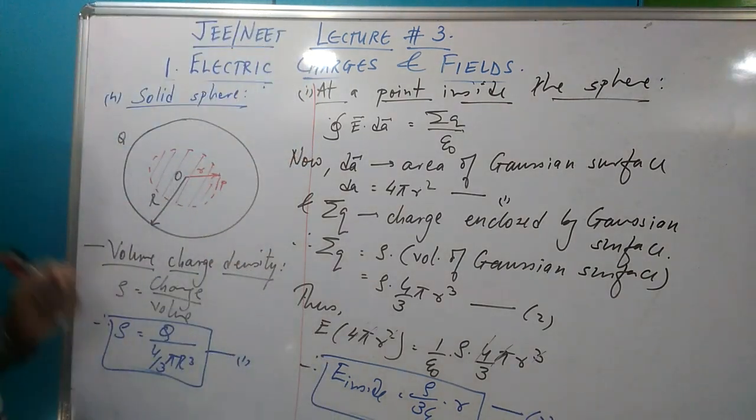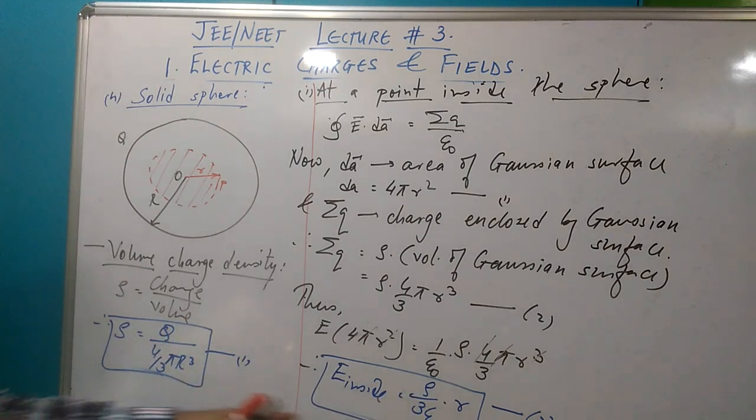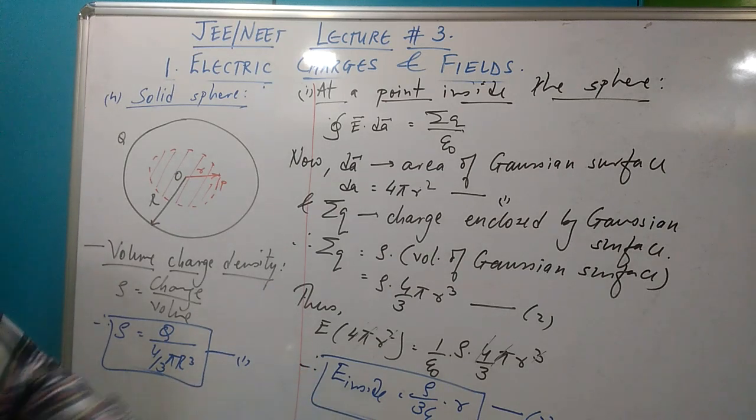Beautiful equation for E inside. And if you are concerned, you can put rho as Q by 4 by 3 pi R cube. You will also be able to get this in terms of big Q. Now let's go outside. Let's proceed outside. You can have a look at this.